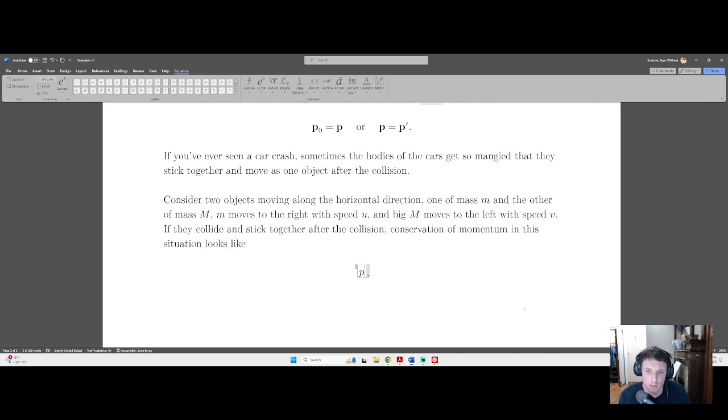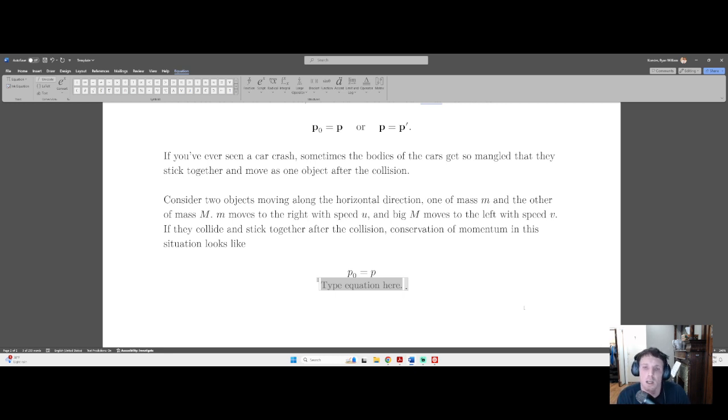So if they collide and stick together after the collision, conservation of momentum in this situation looks like this. I'll just write these without the vector symbols because it's one-dimensional. But you should understand that momentum is a vector, which is a very important idea. If you know nothing else about momentum, you should know that it's a vector.